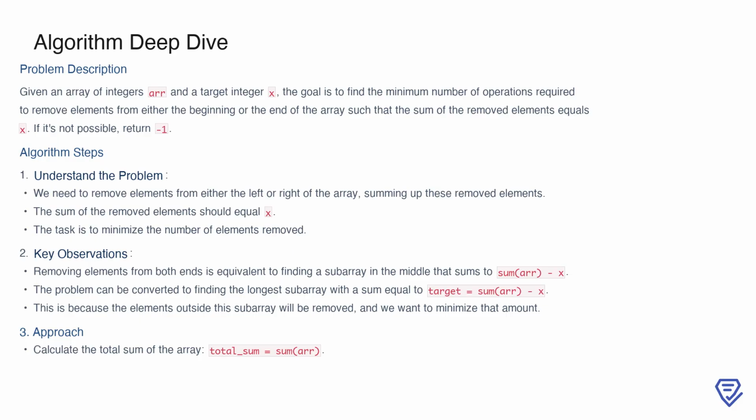A crucial observation is that instead of directly working with the removed elements, we can think of the problem in terms of the subarray that remains. Specifically, the sum of the remaining subarray should be equal to the total sum of the array minus X. This allows us to reframe the problem as finding the longest subarray with a sum equal to this target value. By maximizing the length of this subarray, we minimize the number of elements removed, since the removed elements are those outside of this subarray. To get started, the first step is to calculate the total sum of the array, which we'll use to derive the target for the subarray.